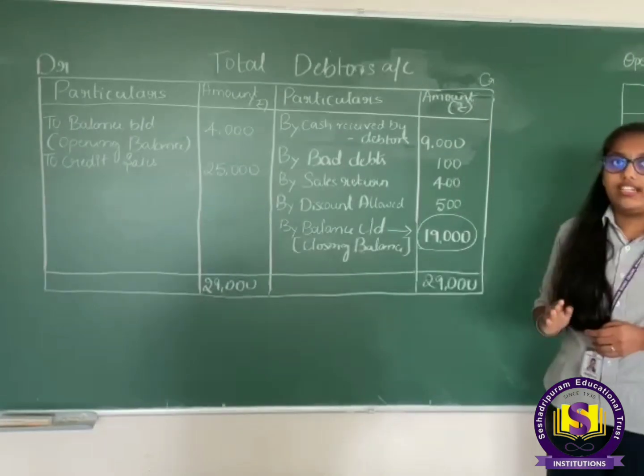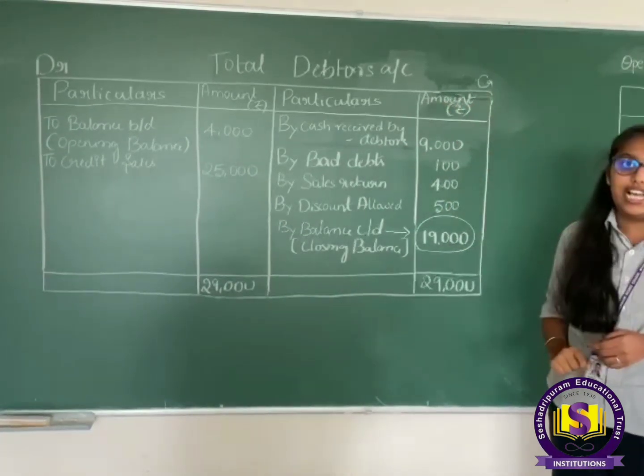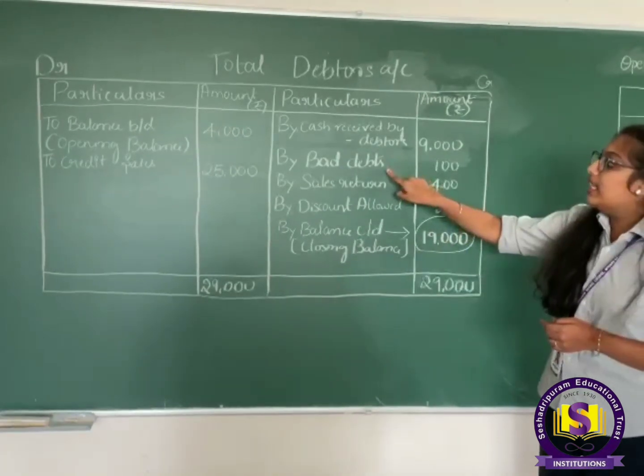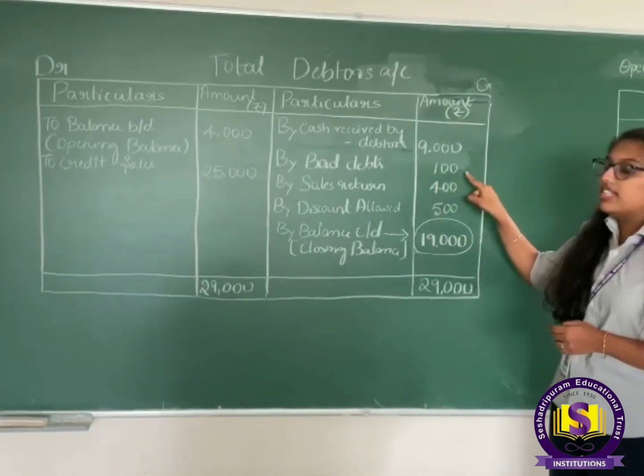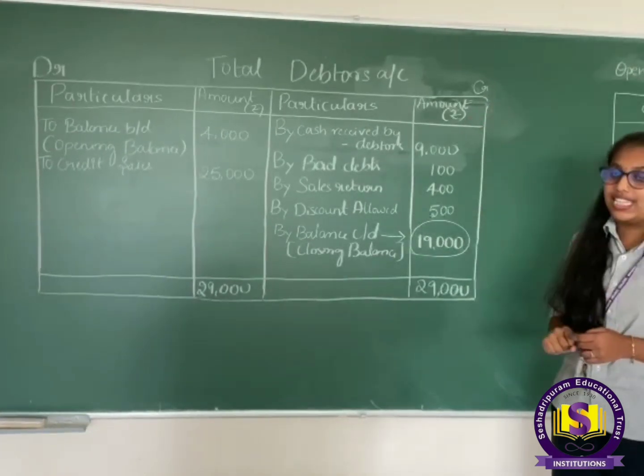So we have to enter the cash received from debtors, 9,000, on the credit side of the total debtors account. Next, we can see the bad debts. The amount they have given is rupees 100. So we have to mention it in the credit side of the total debtors account.